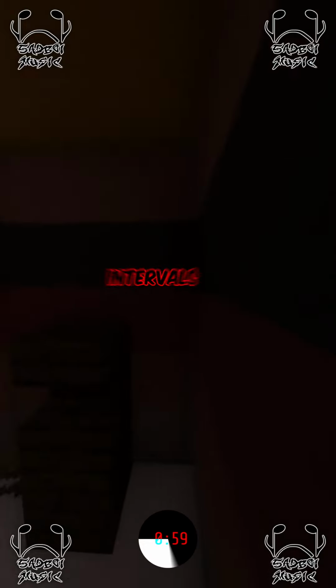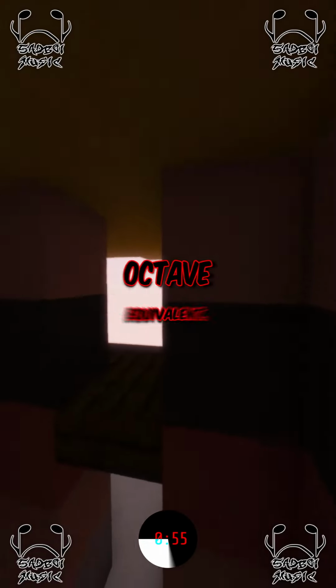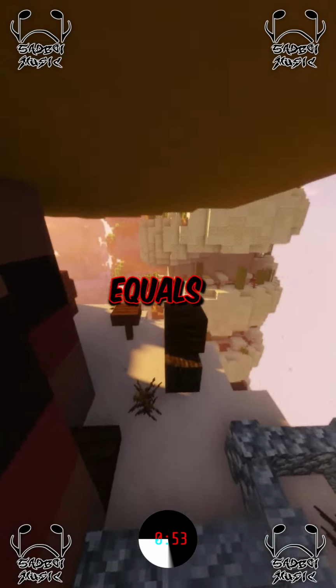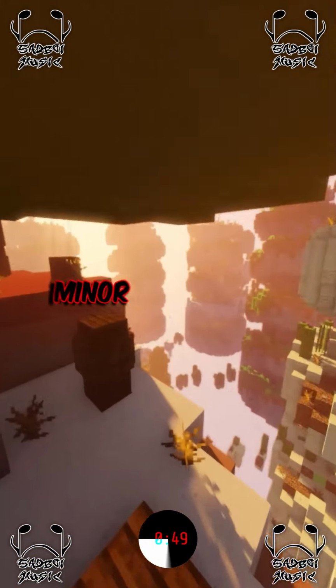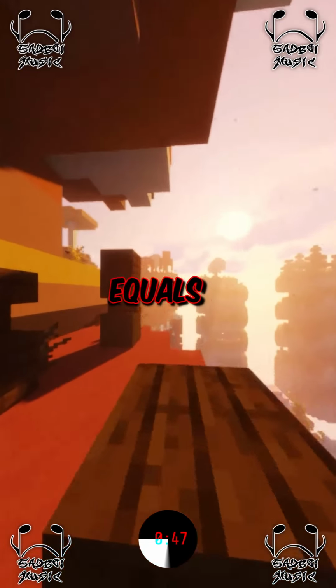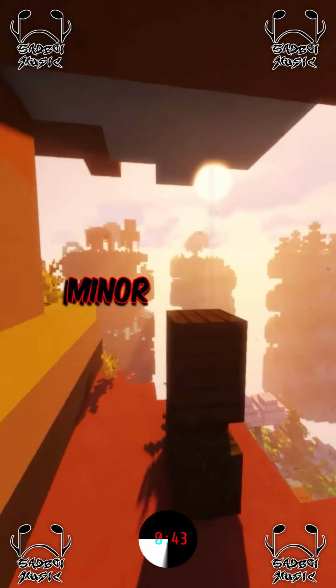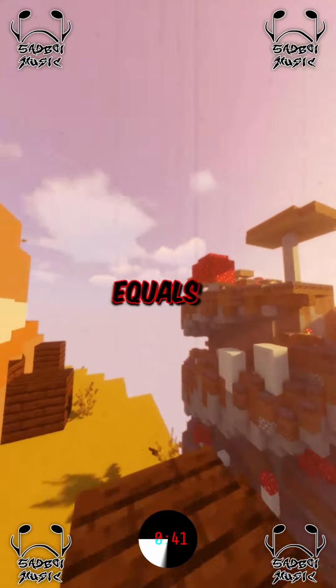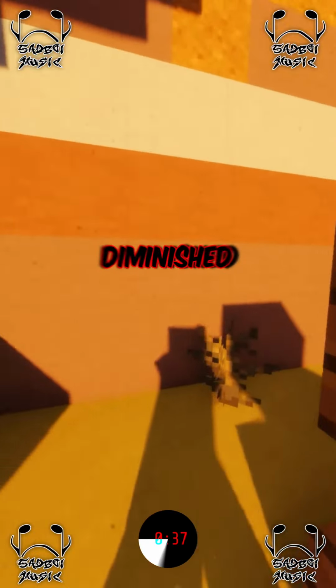Now, here are all the intervals in order of interval distance, and, in the same terms of that, octave equivalent. A minor second down equals a major seventh up. A major second down equals a minor seventh up. A minor third down equals a major sixth up. A major third down equals a minor sixth up. A perfect fourth down equals a perfect fifth up. An augmented fourth down equals a diminished fifth up.